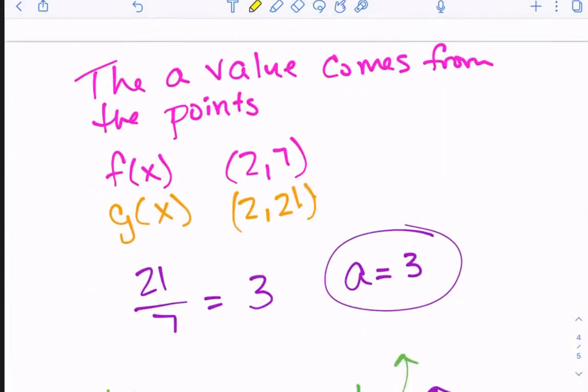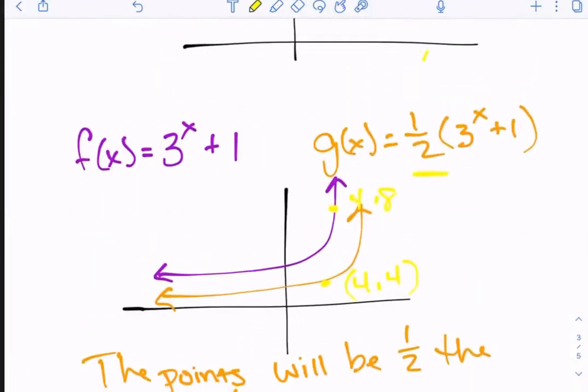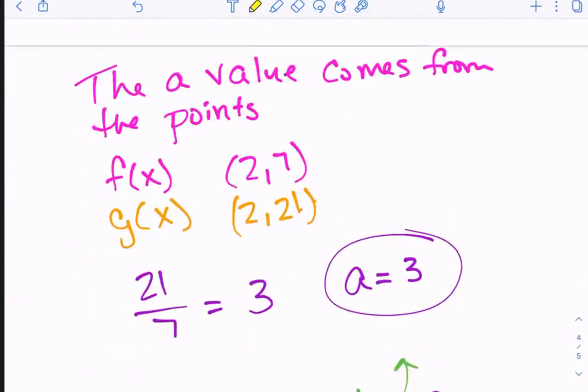Okay, the a value comes from the points, and we can see that in this last question. Because there's a number out front that changes the y values of the points on the graph. So 8 became 4 because it was cut in half. So the same thing goes here to figure out your a value. If you look at the points on the graph, you can see, well, it was at 7 because f of x is our original. And now we're at 21. So 21 divided by 7 is 3. And so that's our a value. Everything got multiplied by 3. It would be 3 times further from the x-axis.